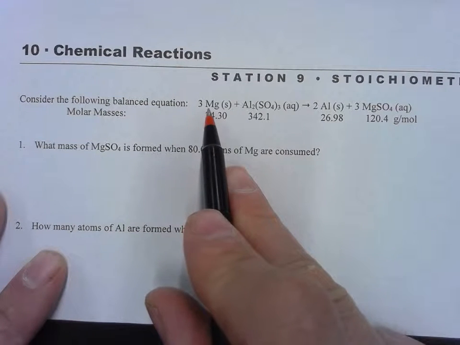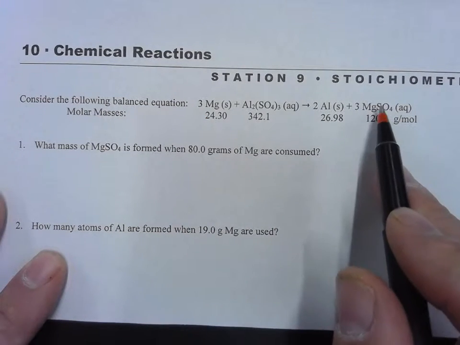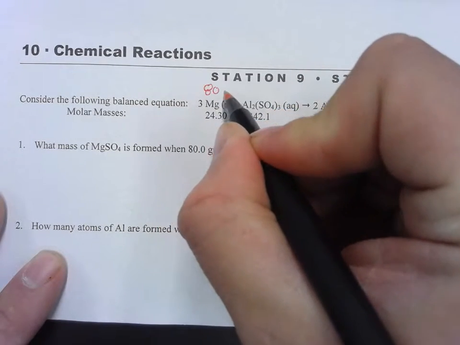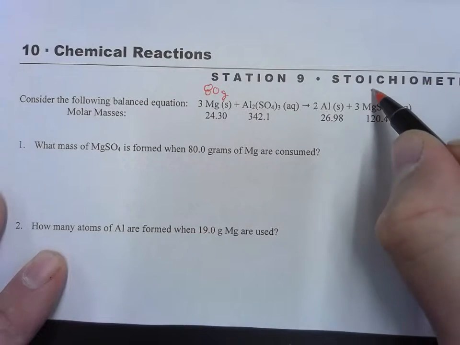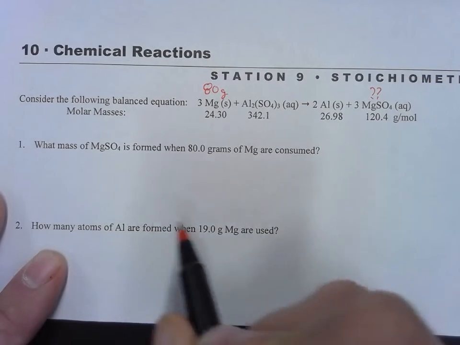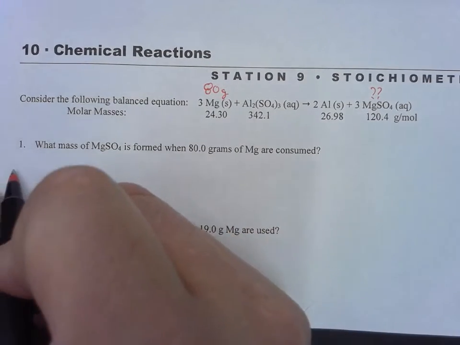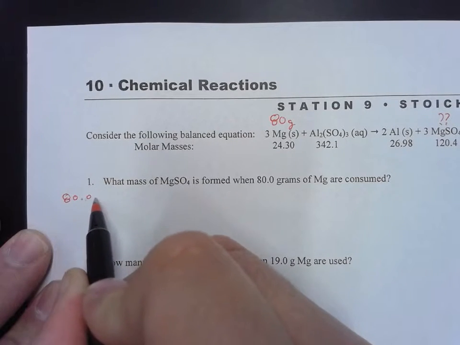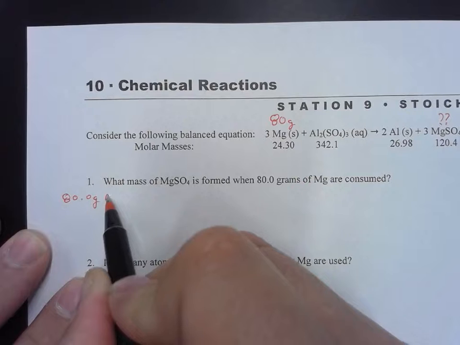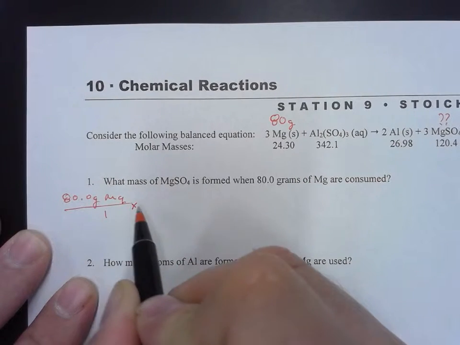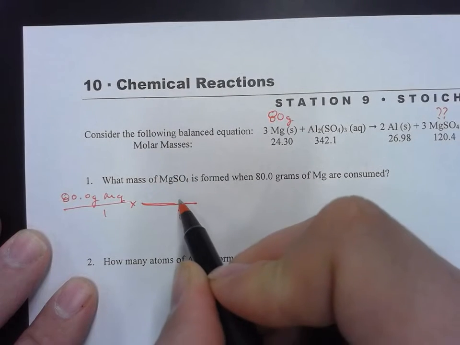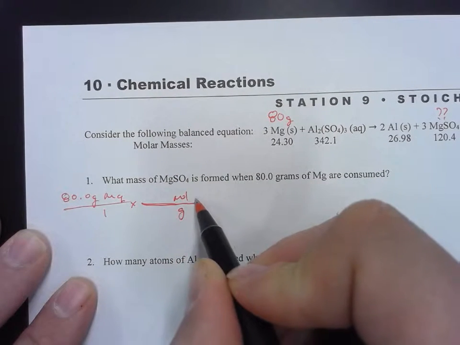80 grams of Mg are consumed. How much of this stuff can we make? So 80 grams of this, how much can we make of that? So here's what we do. We start out by writing, ready? 80.0 grams of Mg over 1. We go from grams of Mg to moles of Mg.